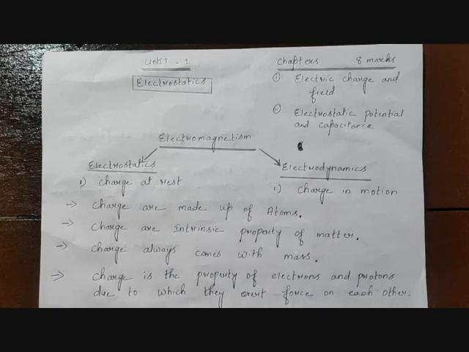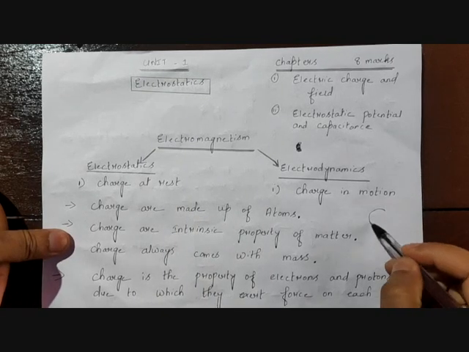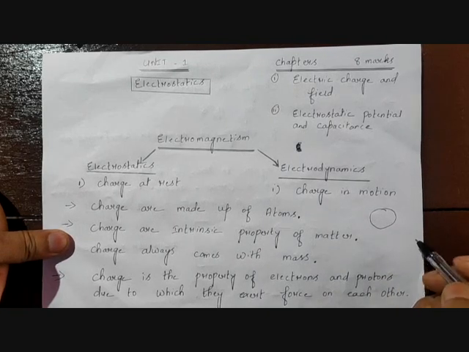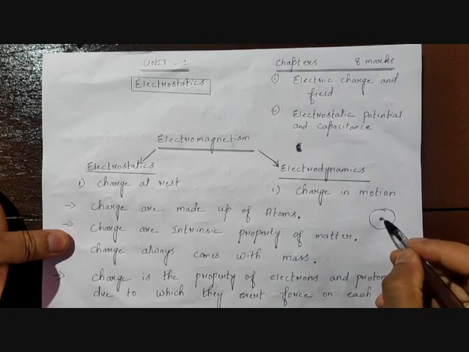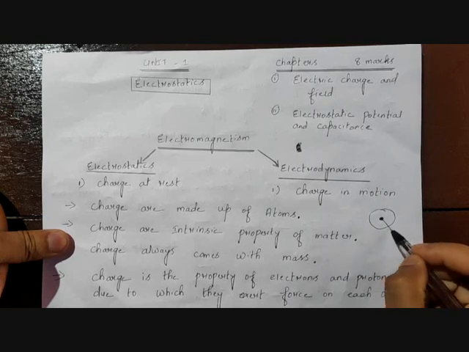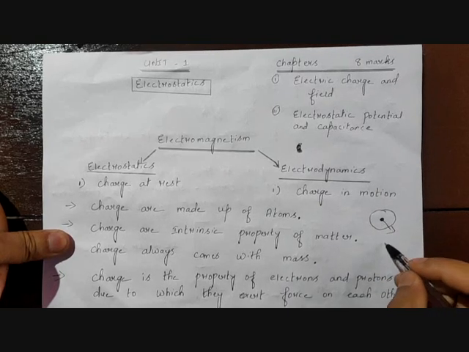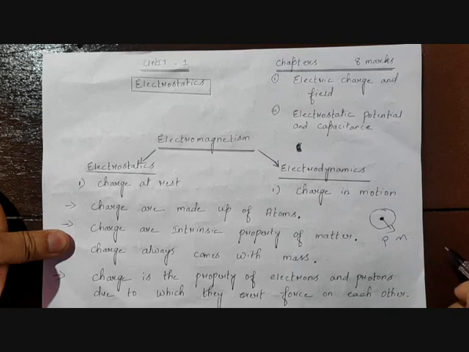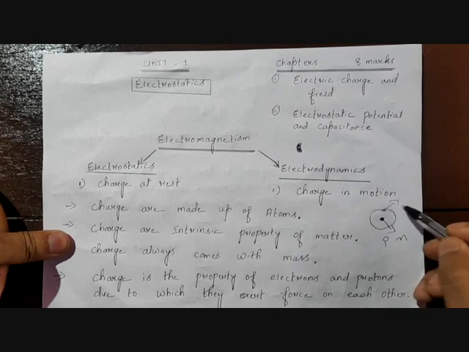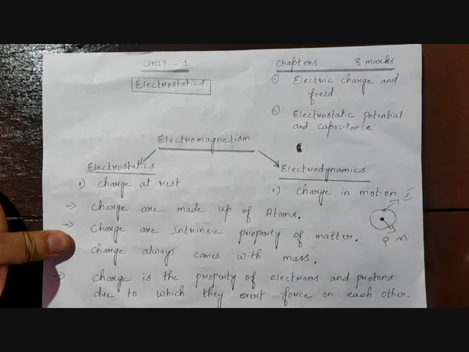Okay, now the first question that comes to your mind is: what is charge? See, charge is very simple. Charge is made of atoms. What are atoms? I hope you've learned in lower classes. Suppose this is one atom, right? At the center of the atom, what is there? Nucleus. The nucleus is made up of what? Your proton and neutron. And in the outer shell, you'll get electrons. Is it clear?